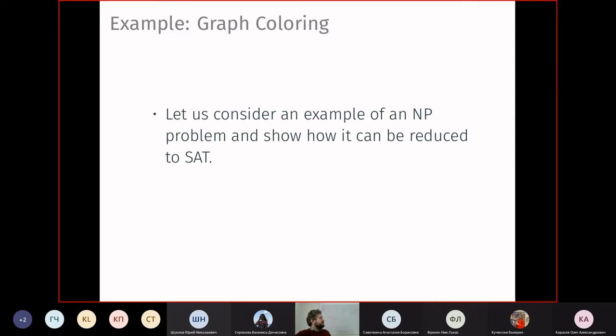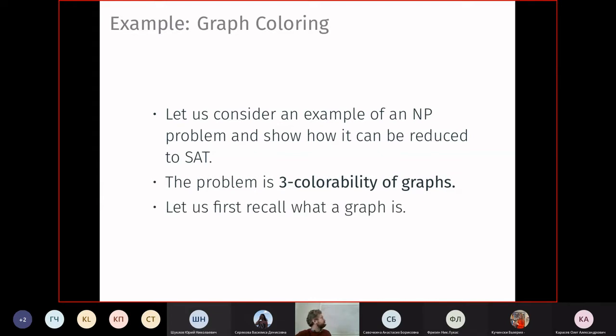And let's consider an example. We will consider a concrete NP problem, which is not SAT itself, of course, because for SAT itself it's trivial, it's reducible, and show how it can be reduced to SAT. And this problem will be three-colorability of graphs. So beware, if you know that three-colorability is NP-complete itself, well, it is true. But what we're going to do now is not to prove that it is NP-hard. We're going to show that that problem is reducible to SAT, but not vice versa.